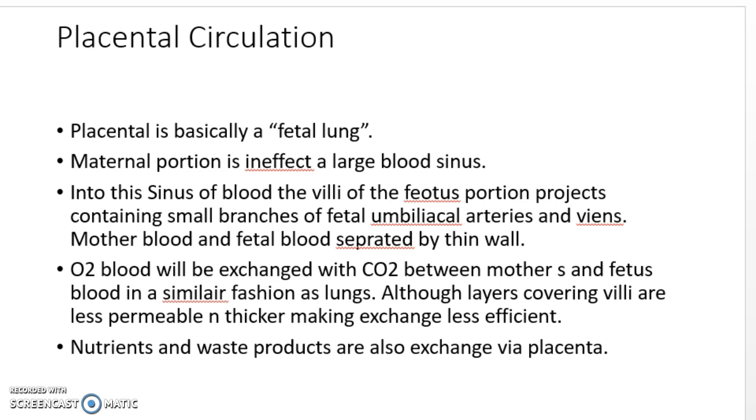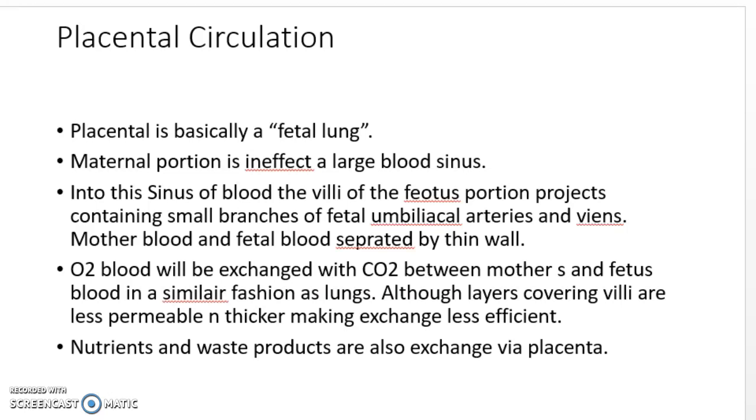Well, the main thing is that there are going to be large blood sinuses. So in the placenta, there's going to be a large amount of blood sinuses, and in the sinuses, there are going to be villi from the fetus, and they're going to project into the sinuses. Over here are the small branches of the umbilical arteries and veins, and the mother's blood will also be present here, and the fetal blood and the mother's blood are going to be separated by walls.